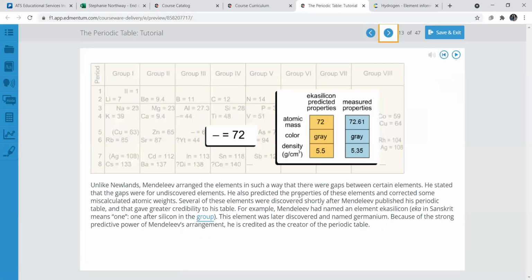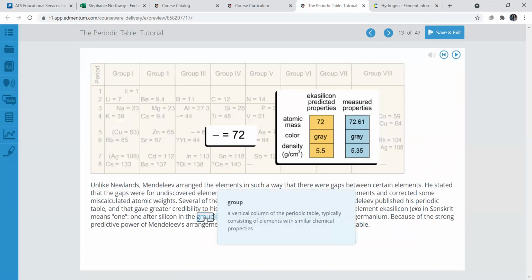Okay, so here's a video. We'll watch that on your own. Groups. Elements are located in groups and in periods, like different sections. A group is a vertical column of the periodic table, typically consisting of elements with similar properties. So they're grouped together by similar properties. All right, we'll go to the next part.